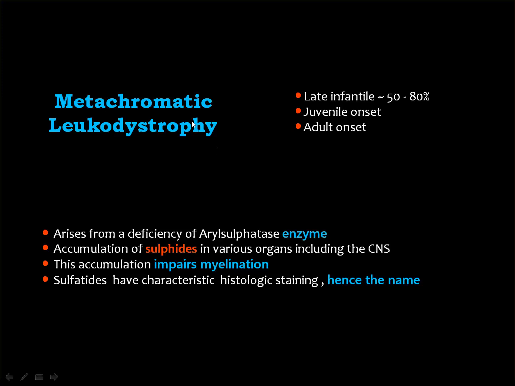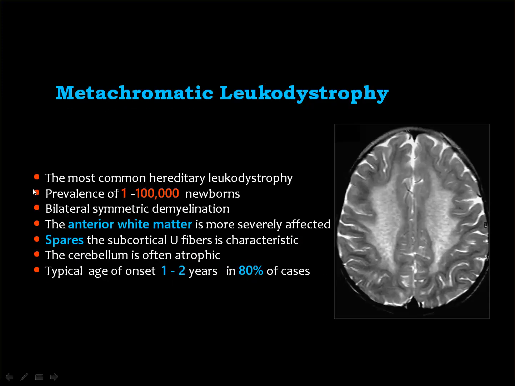The first of these and the most famous of these leukodystrophies is known as metachromatic leukodystrophy, and it has three types of onset. And the cause is deficiency of a certain enzyme, leading to accumulation of sulfatides in various organs, including the CNS. And these sulfatides will impair the process of myelination. And because the sulfatides have a characteristic histologic staining, hence the name of the disease. Although it is the most common hereditary leukodystrophy, the prevalence is 1 per billion newborns, and it affects the white matter bilateral symmetric.